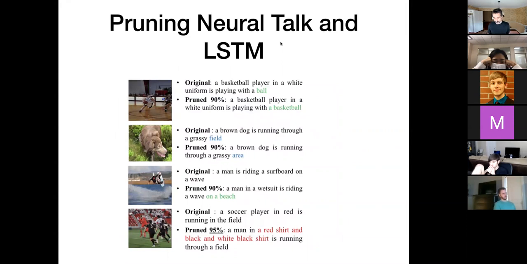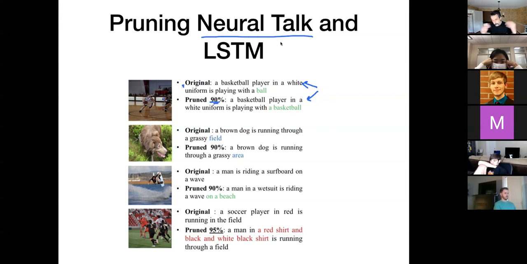And in this paper, they showed, for example, for these kinds of systems, this NeuralTalk architecture based on LSTM that generates a caption for each image. This is the caption that was generated with the original LSTM NeuralTalk model, and this is after it has pruned 90% of it. So you see that in this case, it generates: a basketball player in a white uniform is playing with a ball.